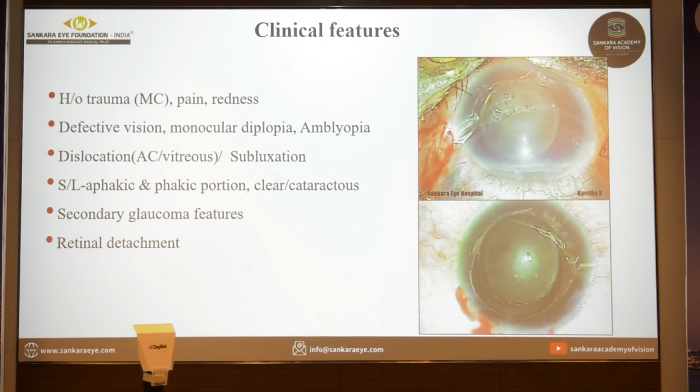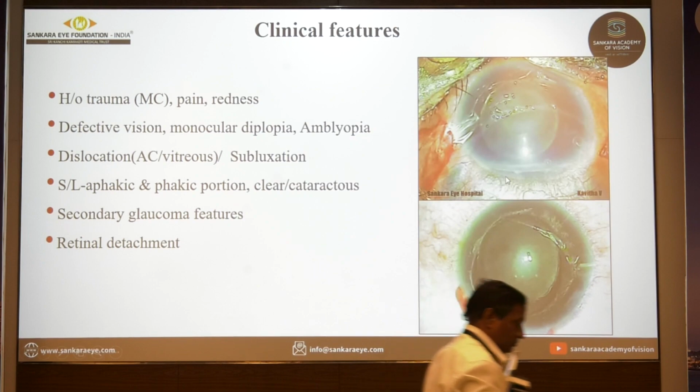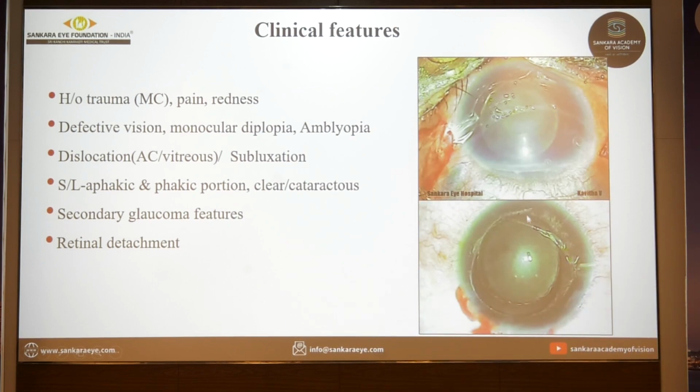Ectopia lentis could be a total dislocation into the anterior chamber or into the vitreous, or that could be subluxation of various degrees. So you'll have to examine for the aphakic portion and the phakic portion, whether you really want to conservatively treat these children or you want to take these children for surgery. The other factor which gives a clue is whether the lens is cataractous as well. And other features are associated secondary glaucoma features, as you can see in the picture on the right side above, is the ciliary staphyloma which is there, and this lens which is totally dislocated into the anterior chamber.